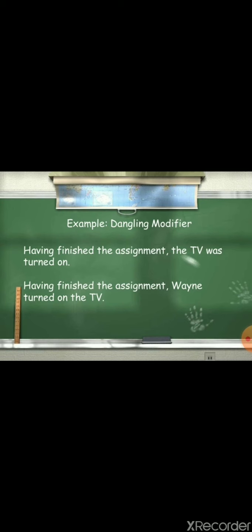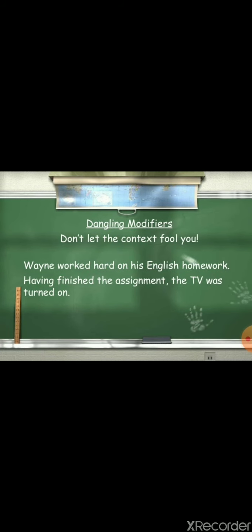So, an example of a dangling modifier. Having finished the assignment, the TV was turned on. Having finished the assignment, Wine turned on the TV. Who turned it on? Okay, the subject was missing. Something unsupportive. Who has done that action of turning on? The person was missing. So Wine is added. So the second sentence is correct.